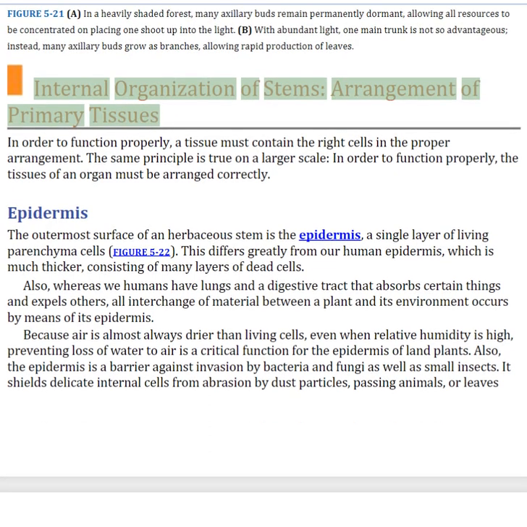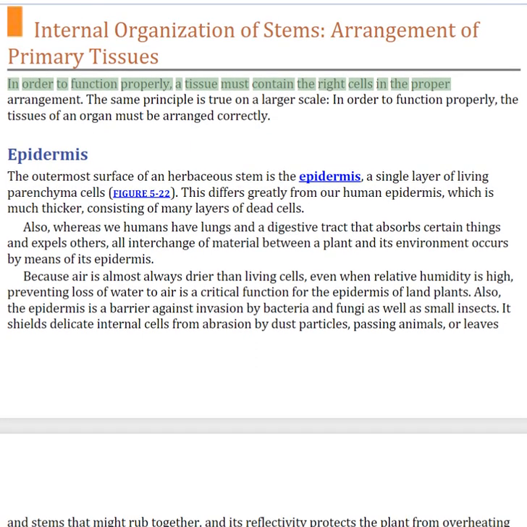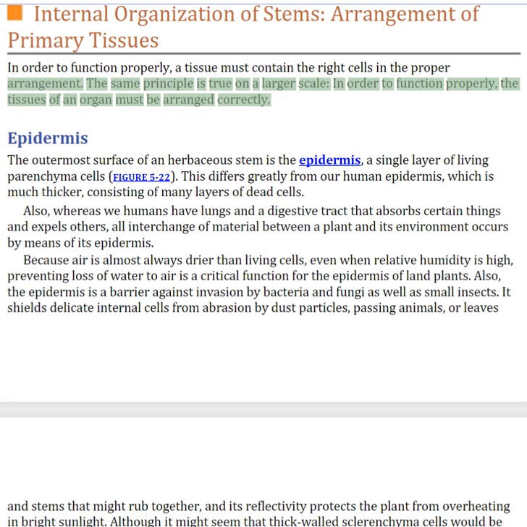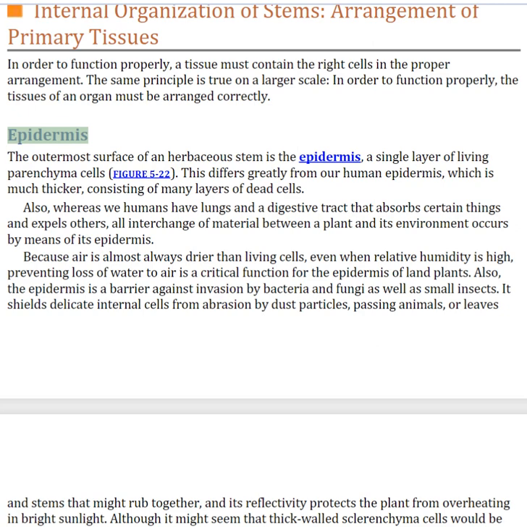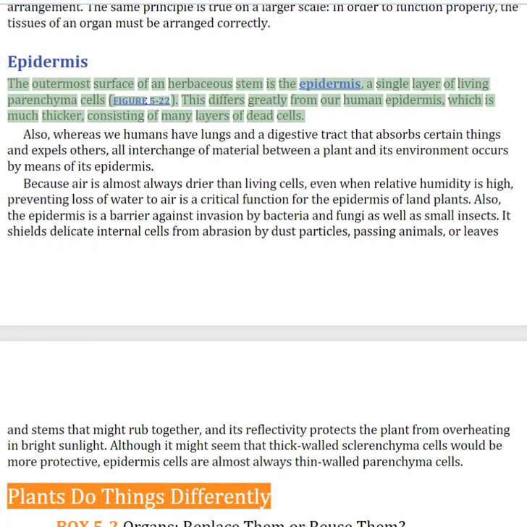Internal organization of stems: arrangement of primary tissues. In order to function properly, a tissue must contain the right cells in the proper arrangement. The same principle is true on a larger scale. In order to function properly, the tissues of an organ must be arranged correctly. Epidermis. The outermost surface of an herbaceous stem is the epidermis, a single layer of living parenchyma cells.